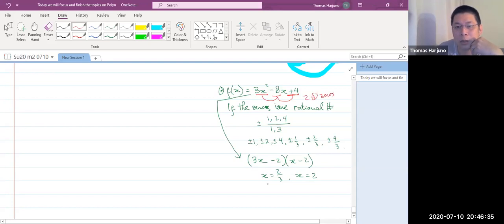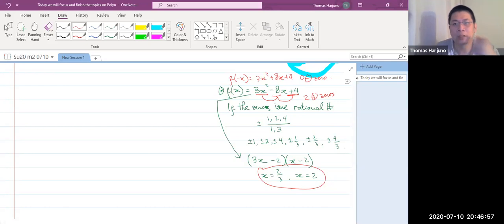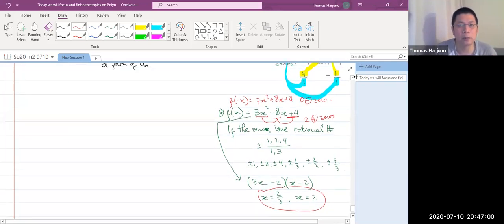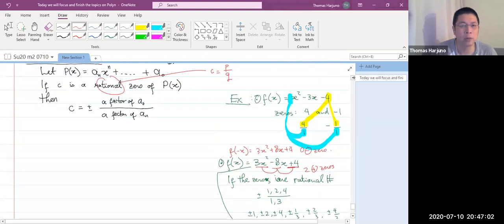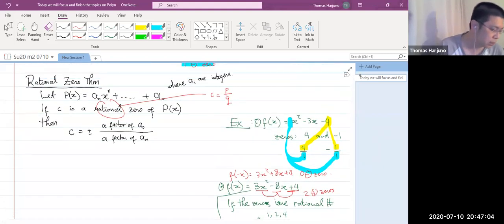Right? We confirm that. And when we look at f of negative x, we get 3x squared plus 8x plus 4. There will be no negative zero because there is no change of sign. Okay, now that's the foundation for this rational zero theorem. Why do I keep on saying intermediate value theorem? Rational zero theorem. That's the basic foundation of this rational zero theorem.